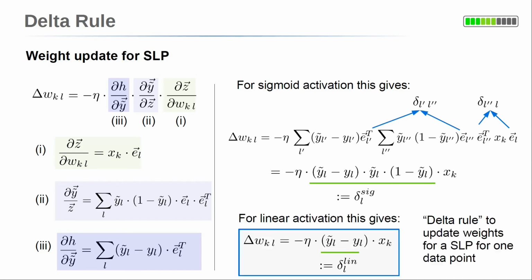For a linear activation, this reduces to delta WKL equals minus eta times the difference of the model output y tilde L and the true data value YL times xk, the Kth input variable. The difference vector can be abbreviated by delta L lin for linear activation. This is the delta rule for linear activation to update weights in a single layer perceptron for a data point. As said, we can generalize this to incorporate more data points by summation over all data points.